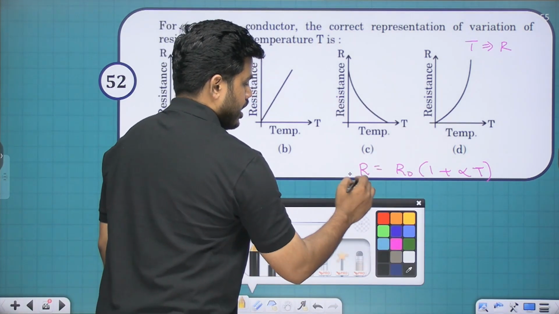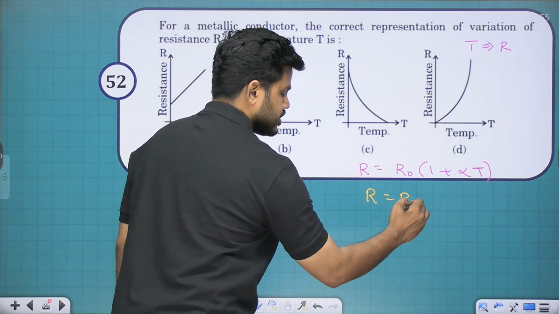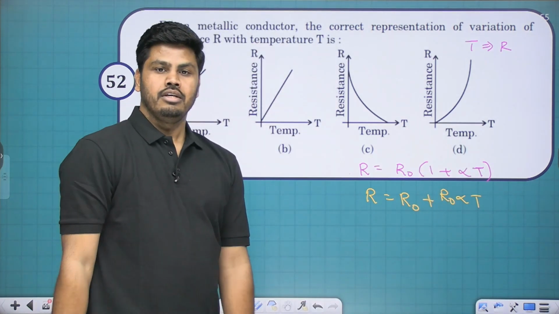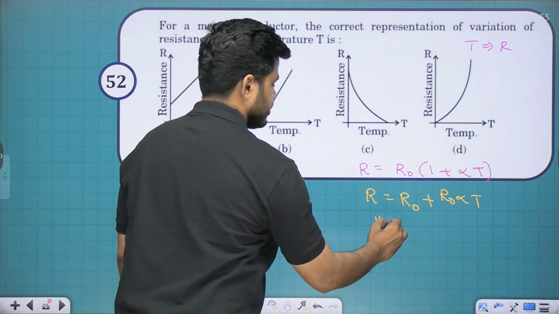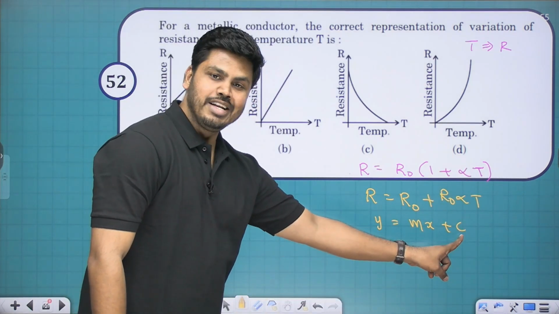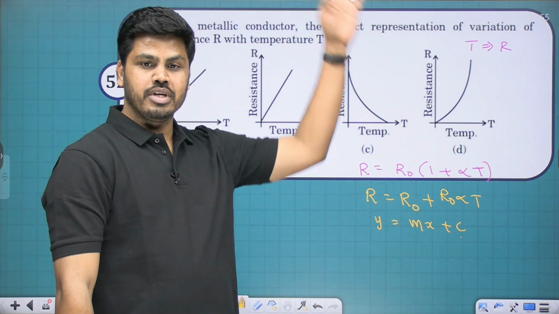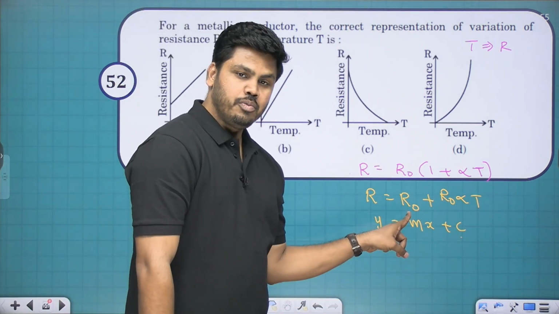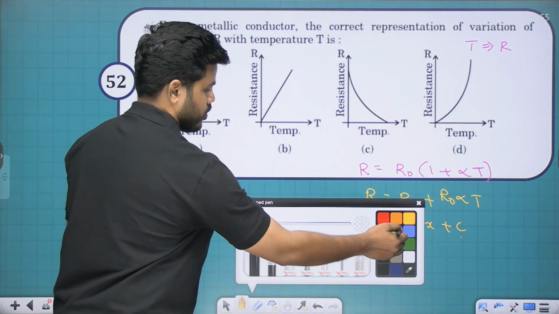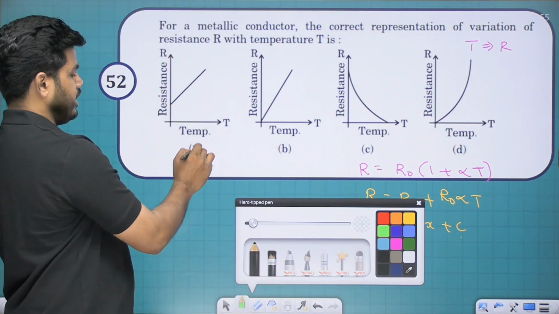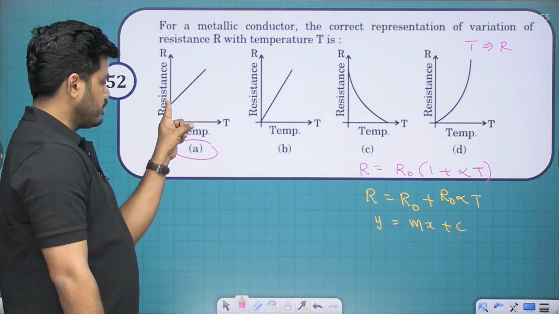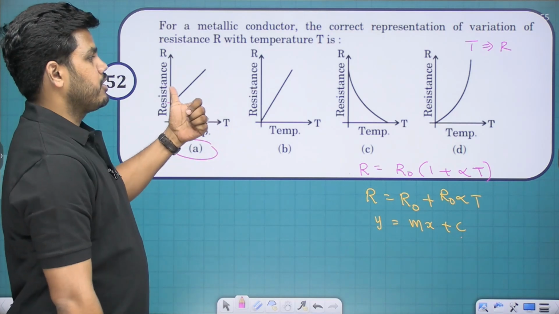Yes, so we have R is equal to R0 plus R0 alpha into T, right? It is in the format y is equal to mx plus C, where C is your y-intercept. So that graph represents a straight line, correct? C is R0, correct? R0 is C. So look at this. We have a y-intercept non-zero R0 only in option A, right? Straight line with a slope. This is the y-intercept. Okay, so option A is the correct answer.